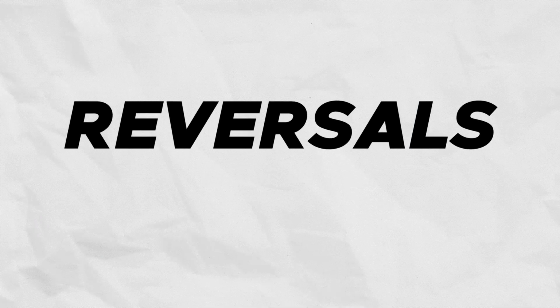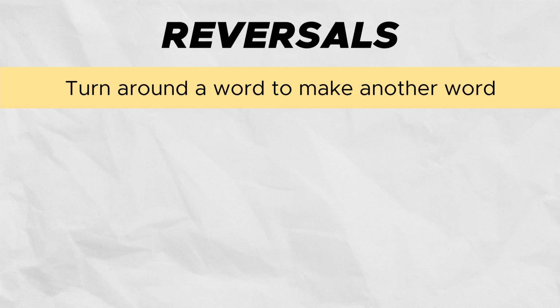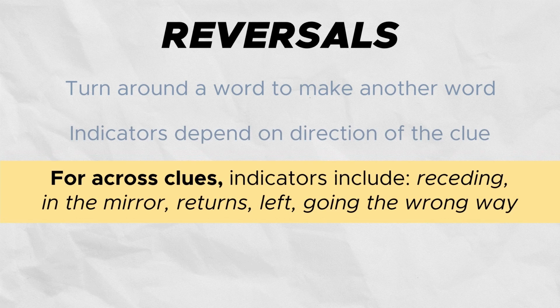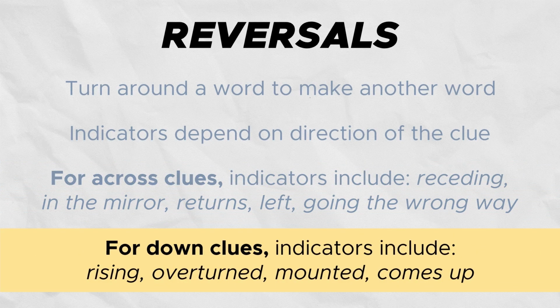Reversals. A word that gets turned around to make another word is a reversal. Indicators depend on the direction of the clue. For across clues, indicators include receding, in the mirror, returns, left, going the wrong way. For down clues, indicators include rising, overturned, mounted, comes up.